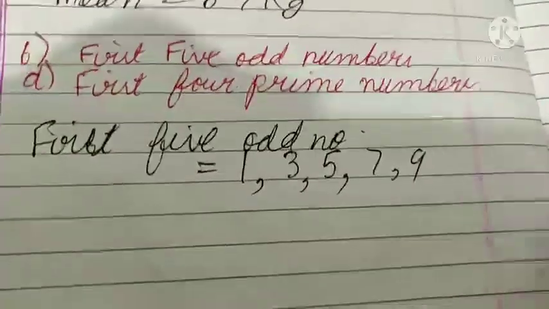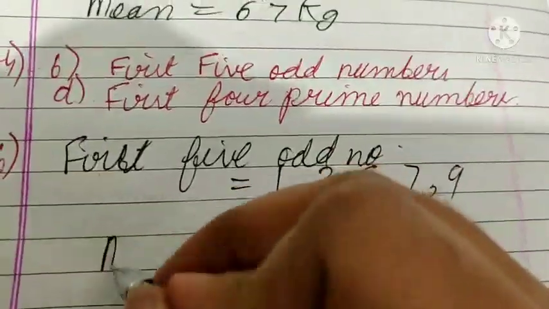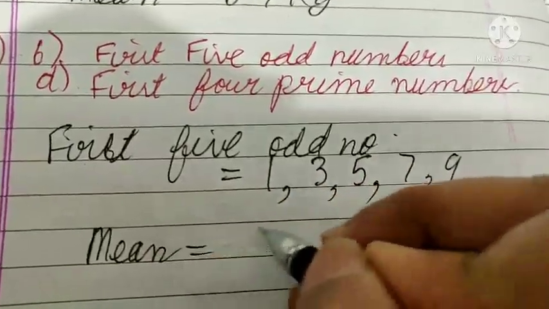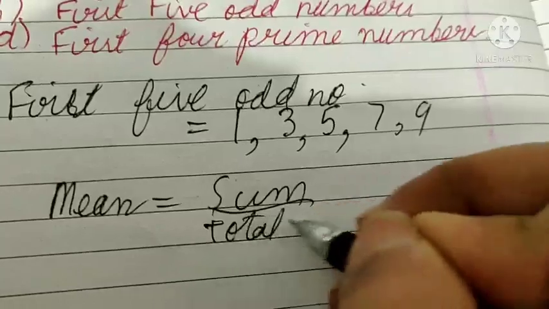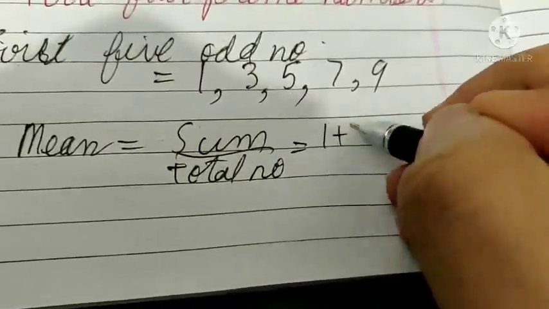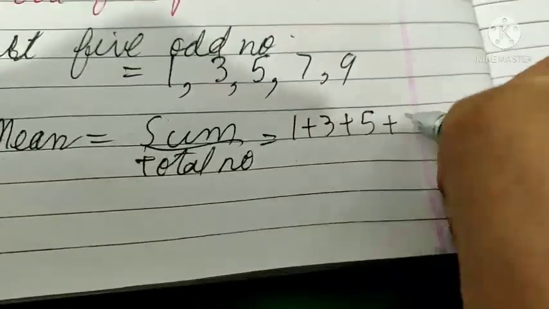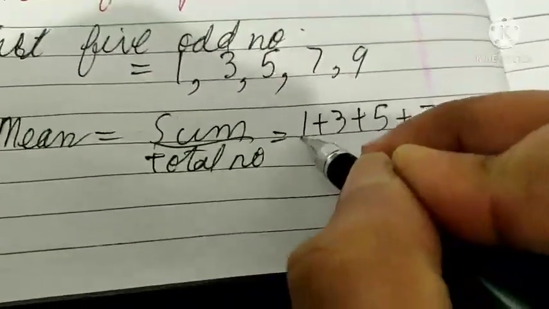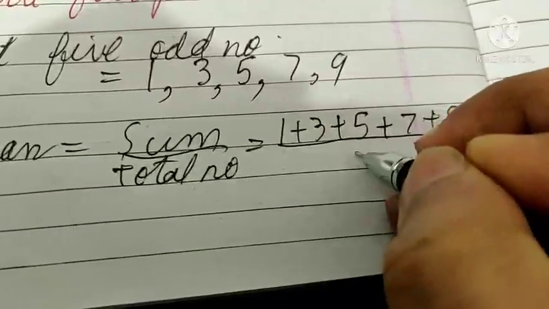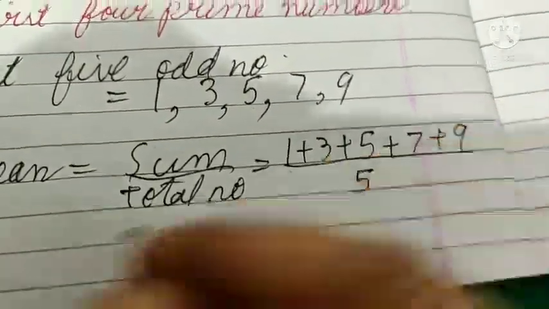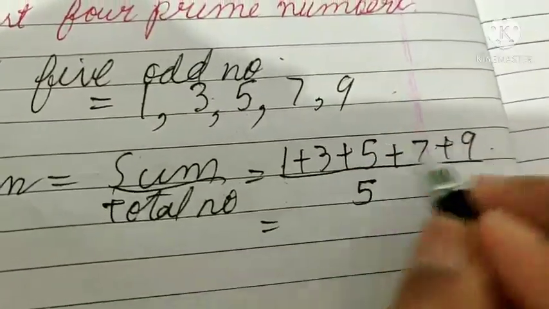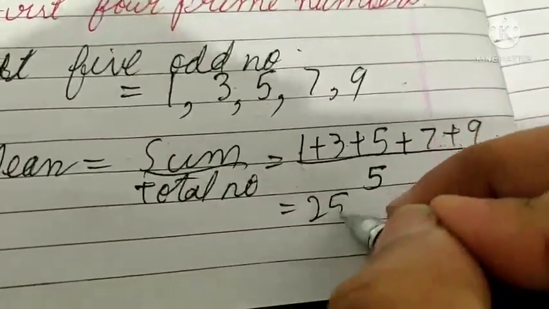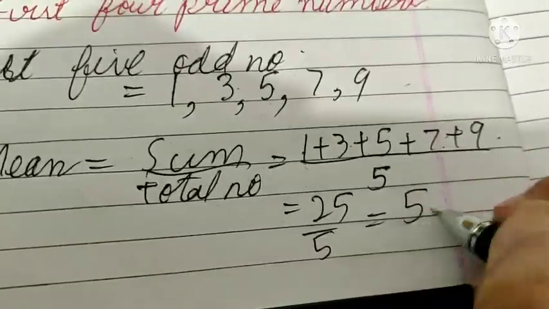Now what we have to do is find the mean. So mean means sum of observations upon total numbers. The sum is 1 plus 3 plus 5 plus 7 plus 9 upon 5. Total numbers are 1, 2, 3, 4, 5. So this is 10, 20, 25 upon 5, that is 5.